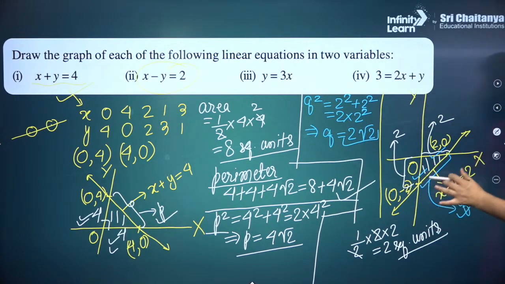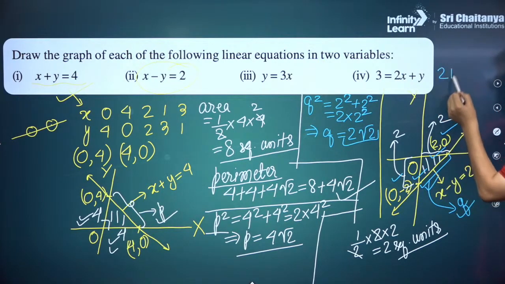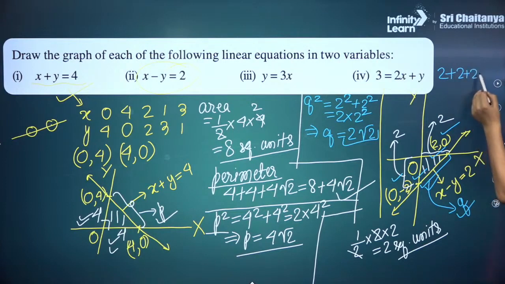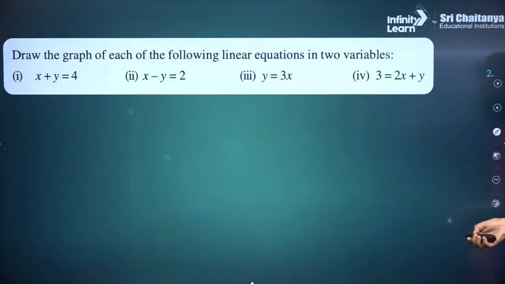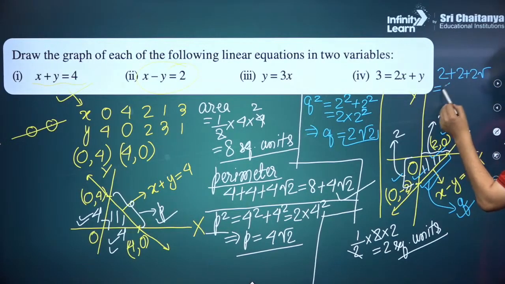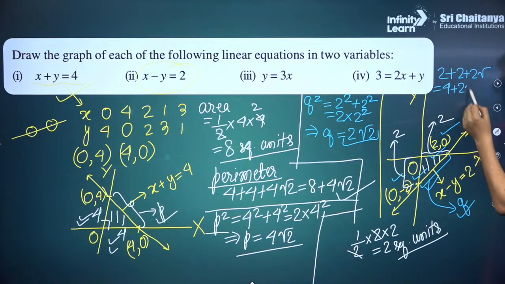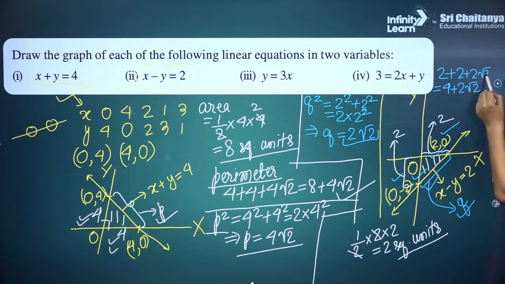So what is the perimeter of this triangle, guys? Perimeter is the length of the boundary. So you see 2 units over here, 2 units over here, and then this is 2 root 2. So 2 plus 2 plus 2 root 2 is the perimeter of this triangle. Or you can say over here, this will be 4 plus 2 root 2. 4 plus 2 root 2 is the perimeter of this triangle. I hope it is clear in units.